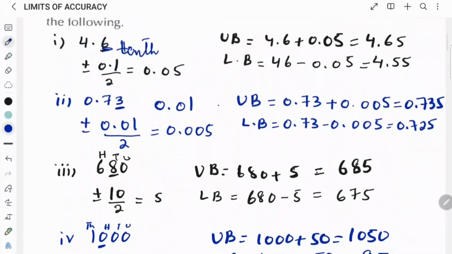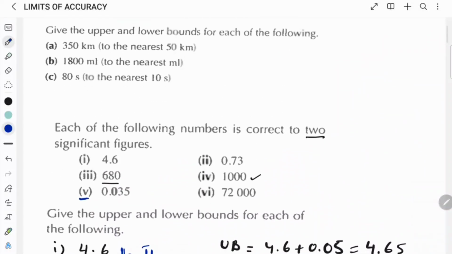Okay, I hope you understood. First of all, in significant figures we find the place value of the second significant figure number. If it is 100, then we do 100 divided by 2, and then we add and subtract 50 to the number given.